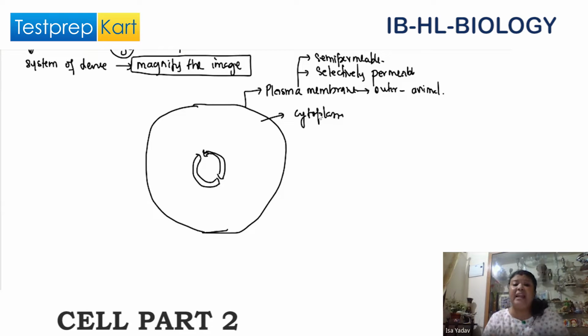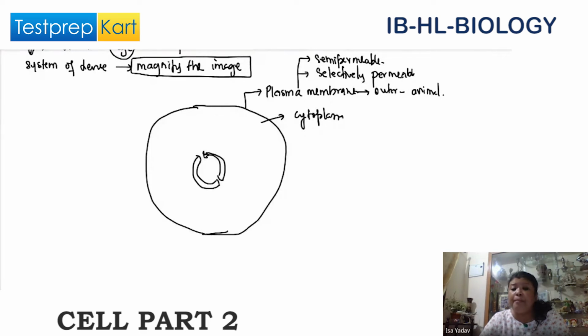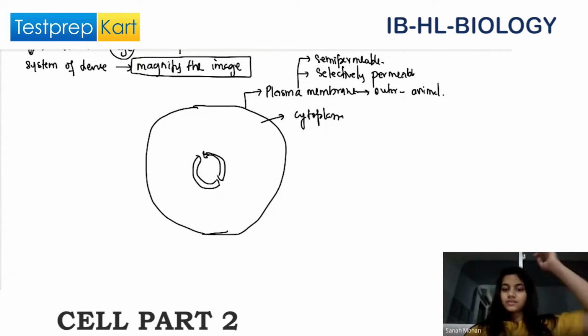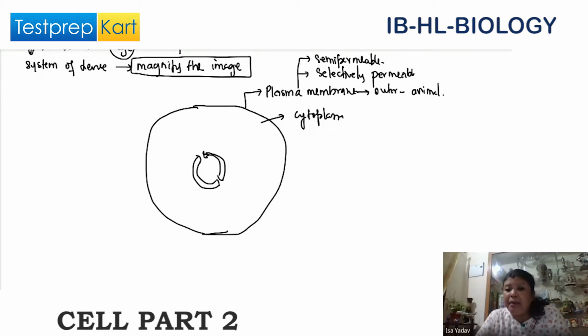In the plant cell and in bacteria, the plasma membrane is present inside the other layers. Sana, can you tell me what is the difference between semi-permeable and selectively permeable? Selectively permeable is like it can choose what it wants to let in. Yes. And semi-permeable?